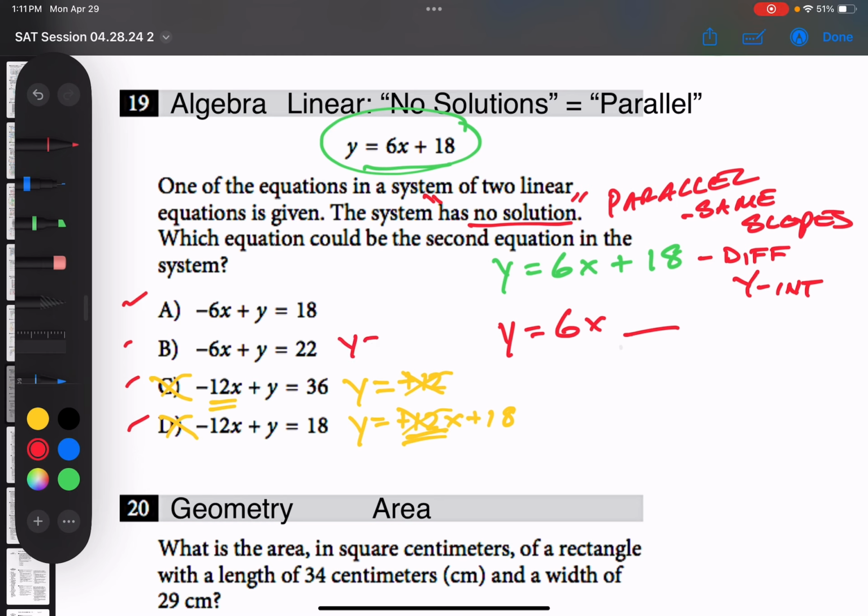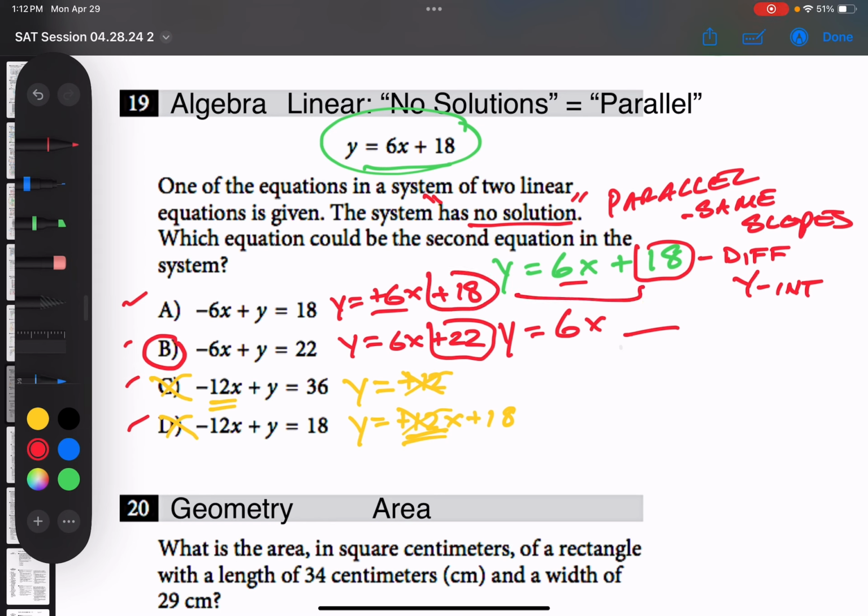So here, this one's going to be y equals, add 6x to both sides, 6x plus 22. Is 22 different than 18? Yep, I believe this is our answer, but let's verify A. y equals a positive 6x. Yes, the same slope, but I have a plus 18, which is exactly the same as this one, and it cannot be the answer. If they are exactly the same, they're the exact same lines, which means I have infinitely many solutions. They touch each other all over the place, but we're looking for no solutions. They must be parallel, so B is the best answer.